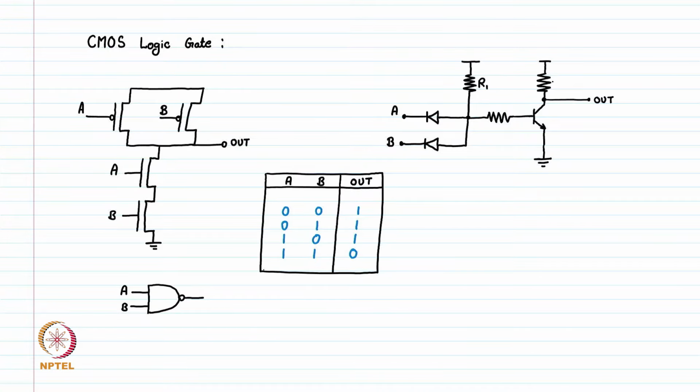This is, let's say, R1, this is R2, and this is R3. So this is how a NAND gate in the DTL or TTL looks like. If we look at the inputs A and B, they are applied here through this diode. Let's consider one case at a time.